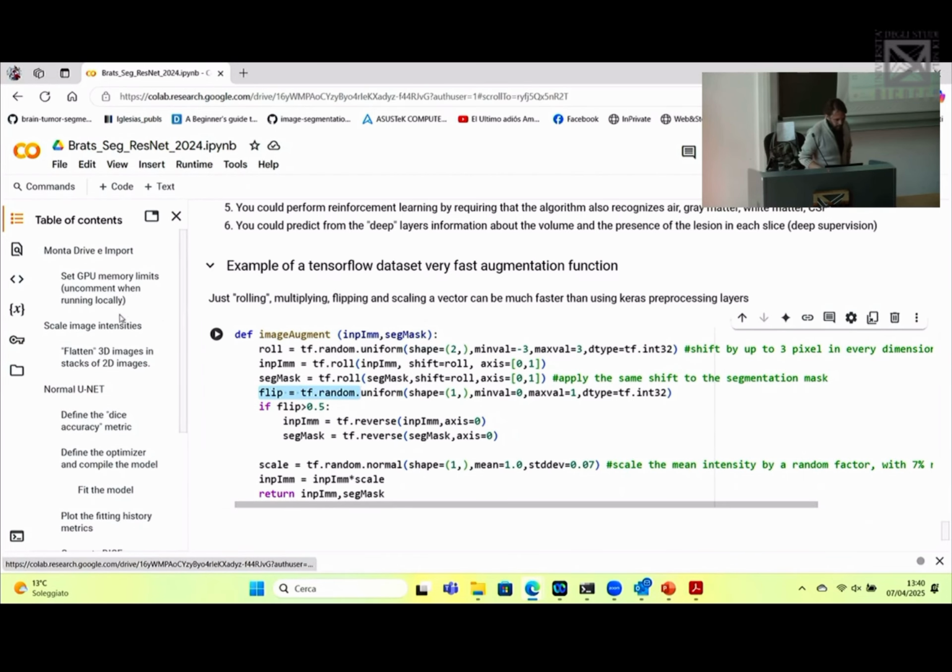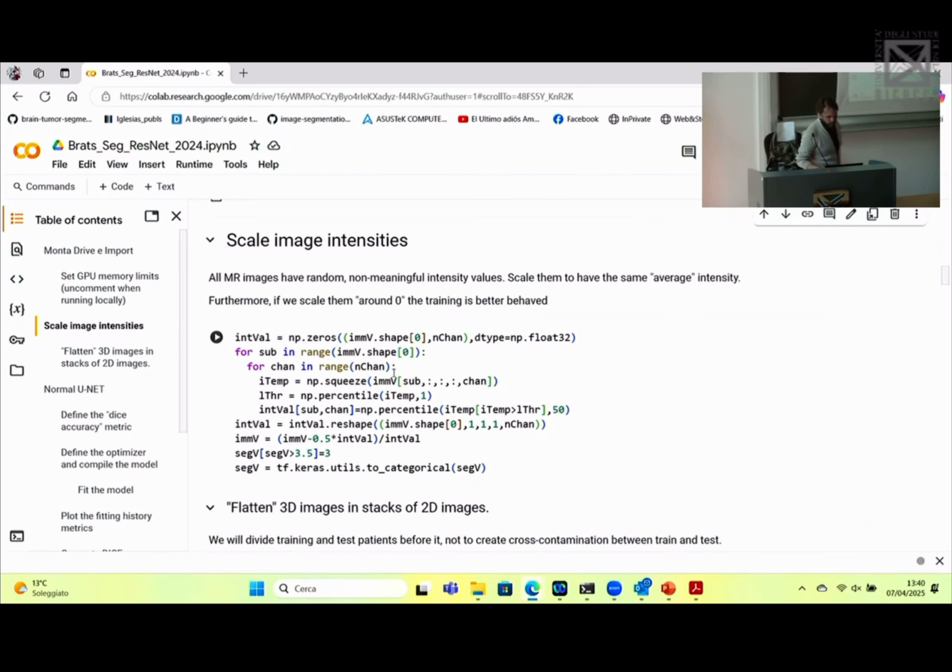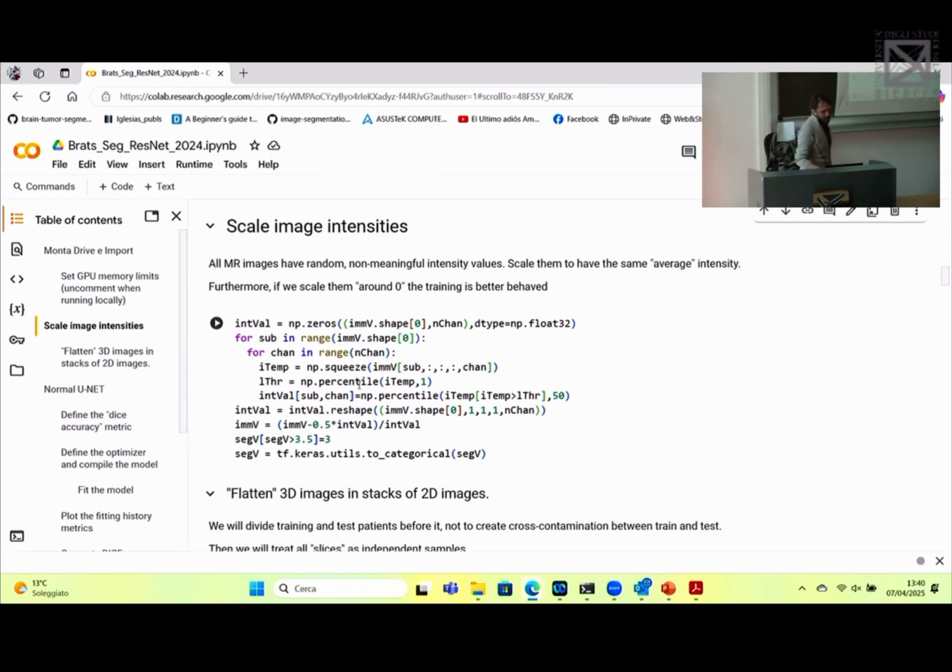We can see how I did it. In our initial scaling, first, I clipped at the first percentile because the error is 0. And then I just scaled by the mean of the whole patient. Again, this is something that I'm doing at the patient level, not at the slice level.